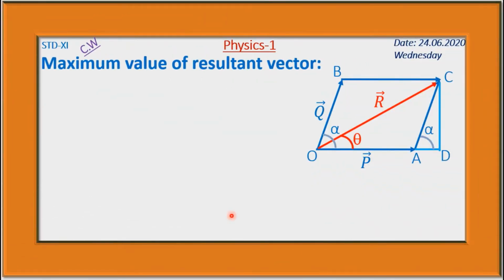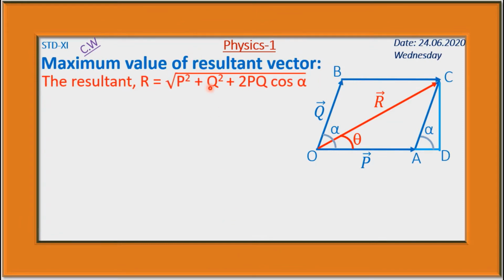Now, maximum value of the resultant vector. The resultant R is equal to root over P square plus Q square plus twice PQ cos alpha. If P and Q are two vectors and the angle between them is alpha, then already we have determined the resultant of these two vectors. R will be maximum when the value of cos alpha will be maximum.